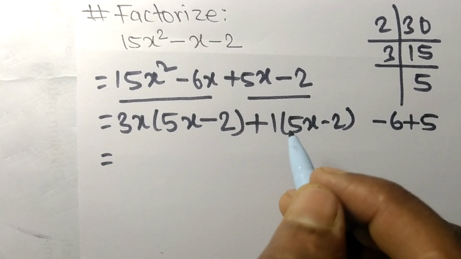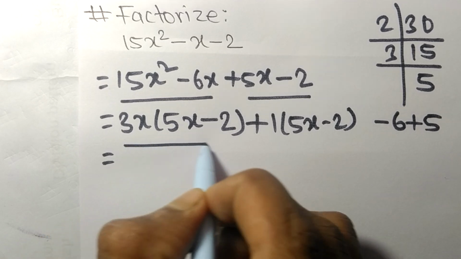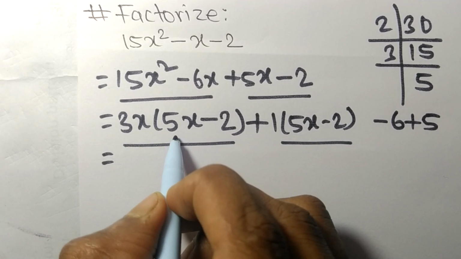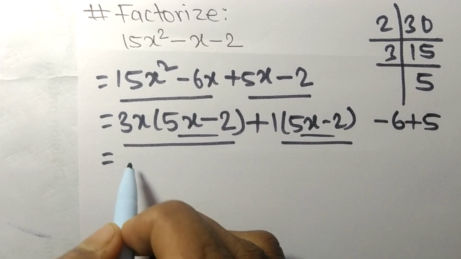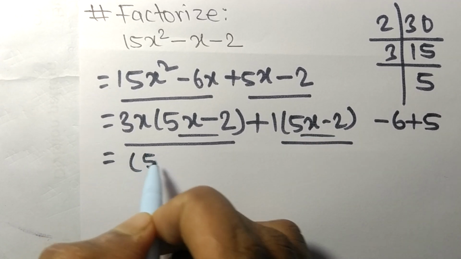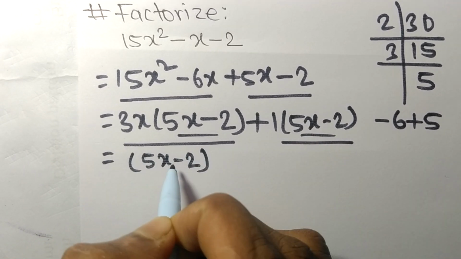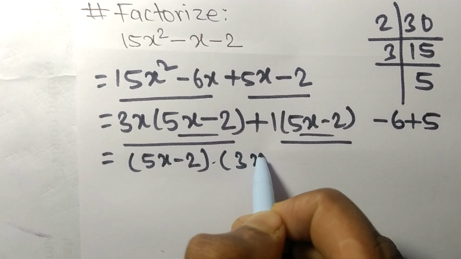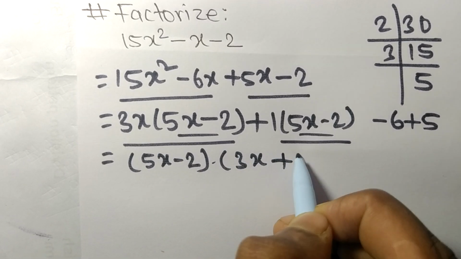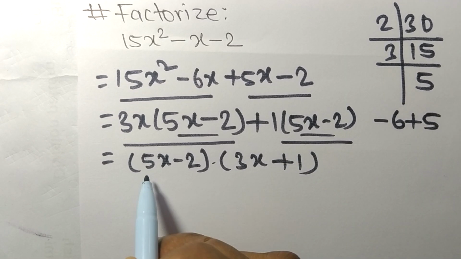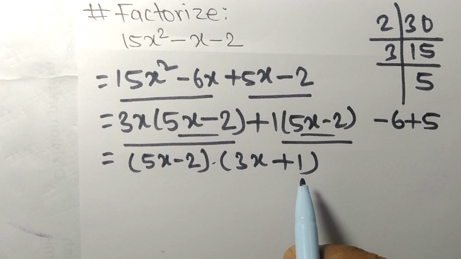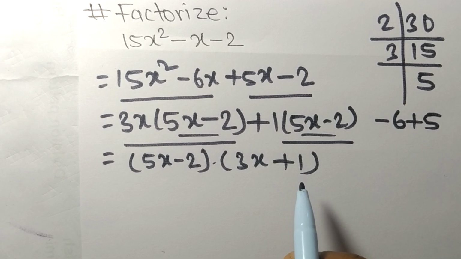So now we again find the common factor in the first and last expressions. So both contain 5x - 2. So the common factor here is 5x - 2. Remaining in the first, 3x, in the last, plus 1. So 5x - 2 and 3x + 1 are the required factors. So this much for today and thanks for watching.